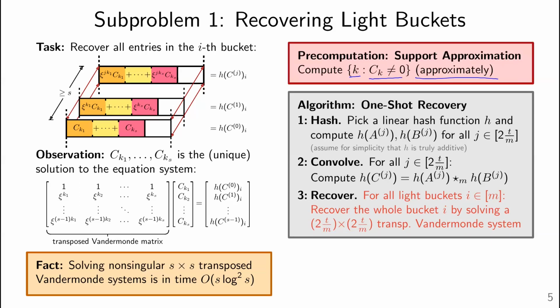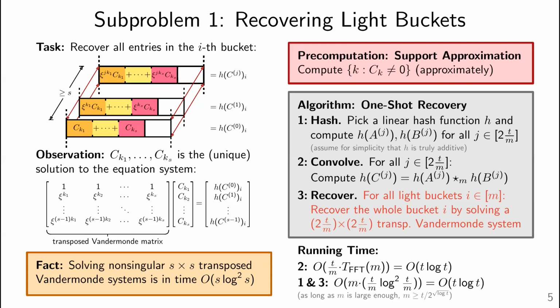Okay, so at this point, you should be convinced that the algorithm correctly recovers every entry which falls into a light bucket. Let me also convince you that it's efficient. The running time of this algorithm can be bounded like this. The second step needs t by m many convolutions of length m, which you can bound by t log t. The third step, and actually also the first step, require the solution of m transposed Vandermonde systems of size t by m roughly, which you can also bound by t log t if you use the fact on the left-hand side, and if you assume that m is not too small.